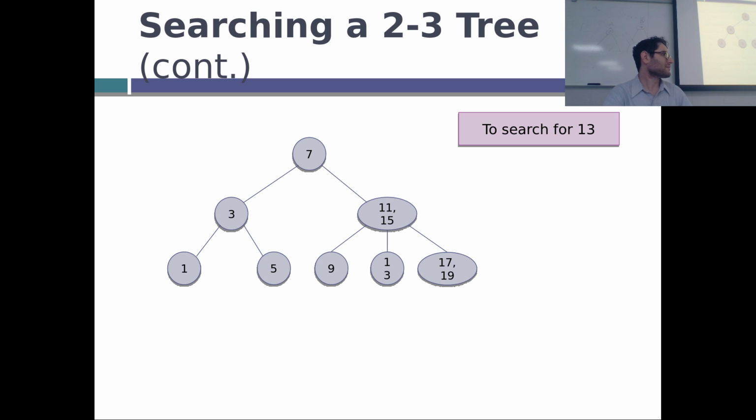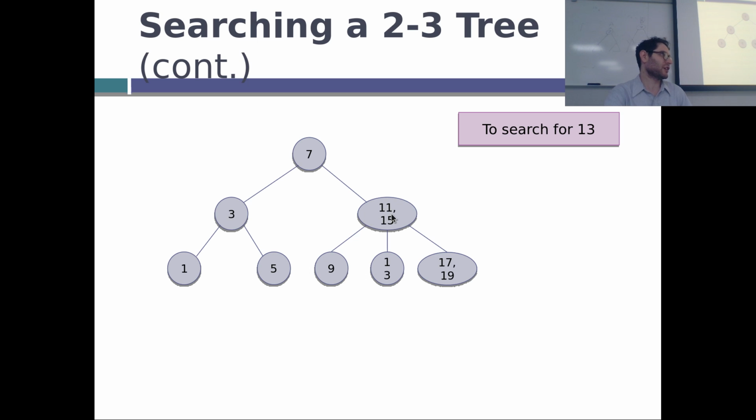All right, so left side is less than both 11 and 15. Middle is greater than 11, less than 15. Right is greater than both. So basically left and right work the way you'd expect. So left, it's less than.